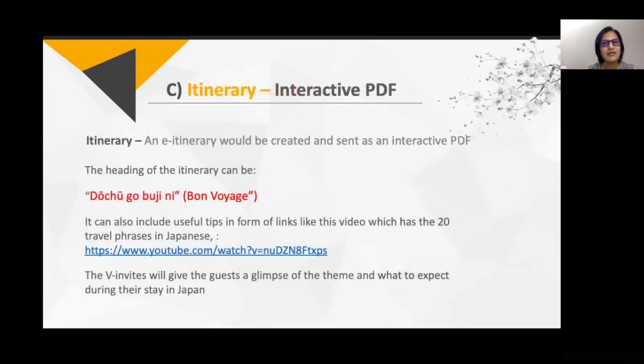Then we shared an itinerary with them. It was an interactive PDF, which means it was hyperlinked to different elements, and it told them what they were going to do over the next 2 or 3 days that they were going to be in Japan. Okay. Now, what did we do?